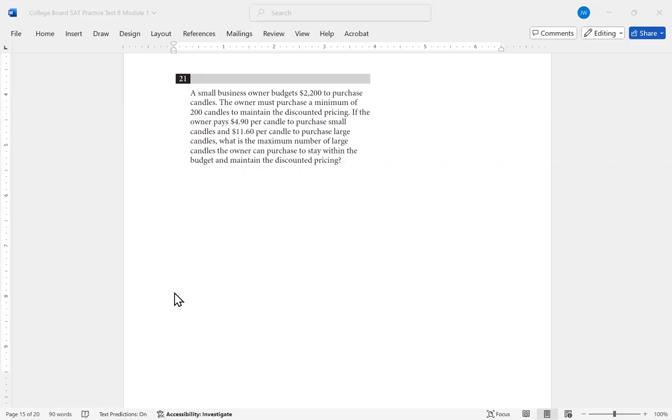So we have two things going on here. We have a budget and a minimum forcing us to maintain discounted pricing. And we have small and large candles. I'm going to call the number of small candles X. Sometimes people would call this S, but if I'm writing this down on paper, S and 5s look similar. So small candles are going to be the X value. And then the Y value is obviously going to be the number of large candles.